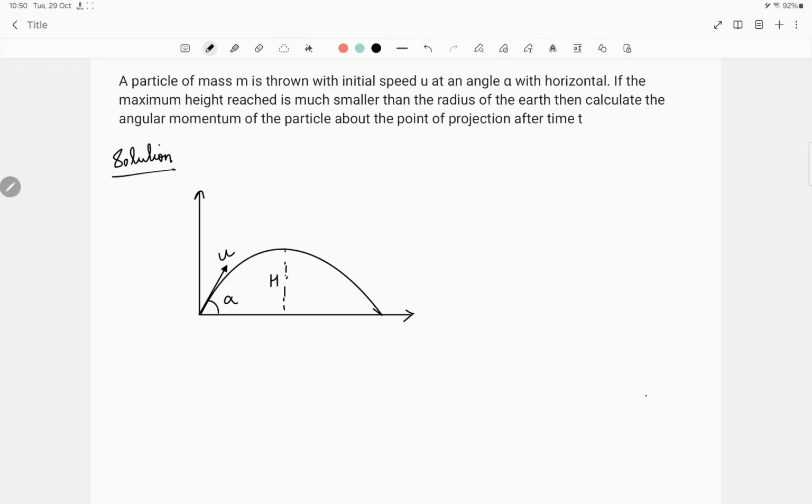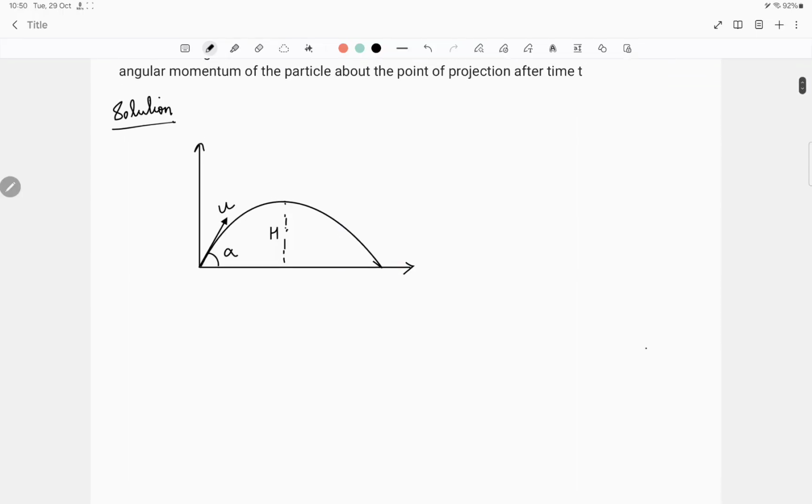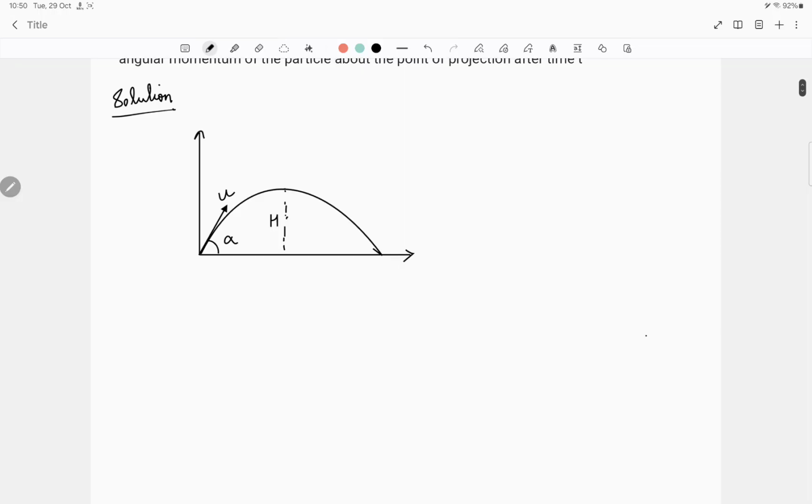There are two methods to tackle this problem. Let's look at the first method. Let's write what is given in vector form. First, let's write the position vector for any random point on this projectile. This is r for any random point x comma y. Now we can write r is equal to x i cap plus y j cap.